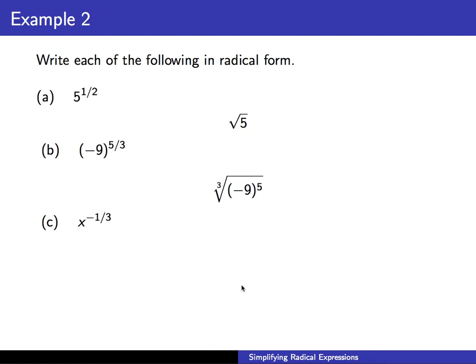And part C, we have x to the negative 1/3 power. The root is 3. The power of x is negative 1. So the cube root of x to the negative first power, or if we want to write this using positive exponents, it's 1 over x for x to the negative first power. So we'd have the cube root of 1 over x. So either one of these would be acceptable.